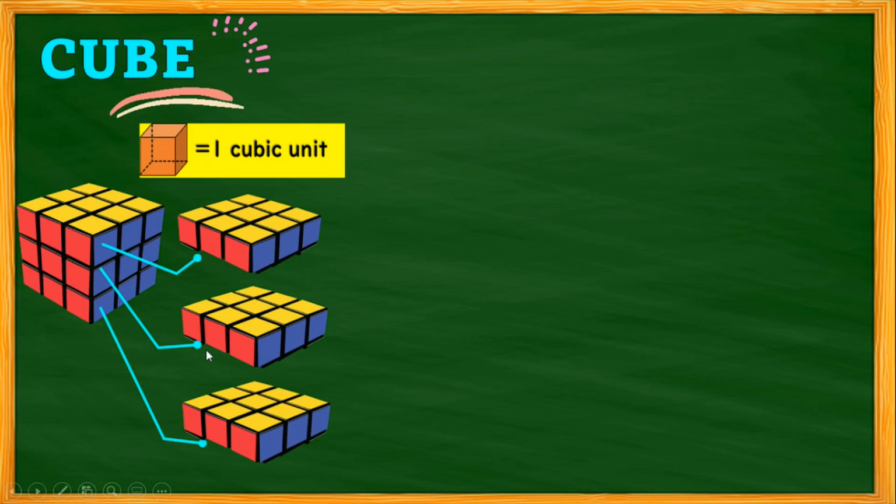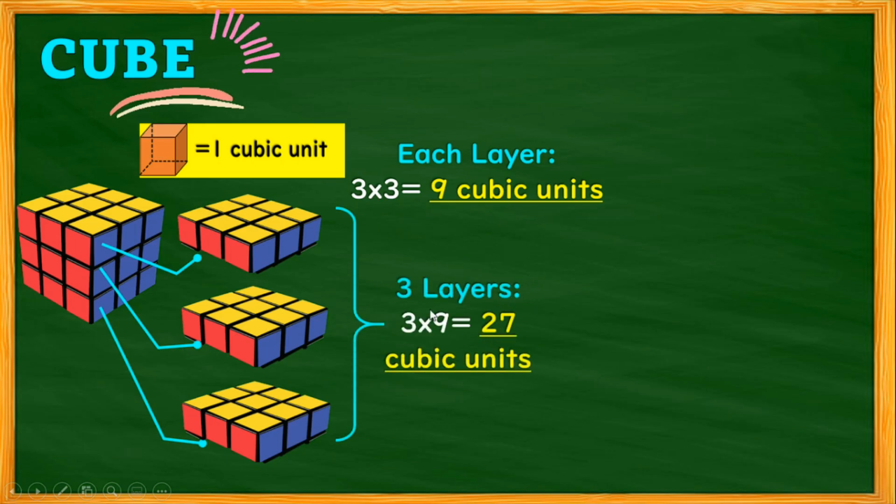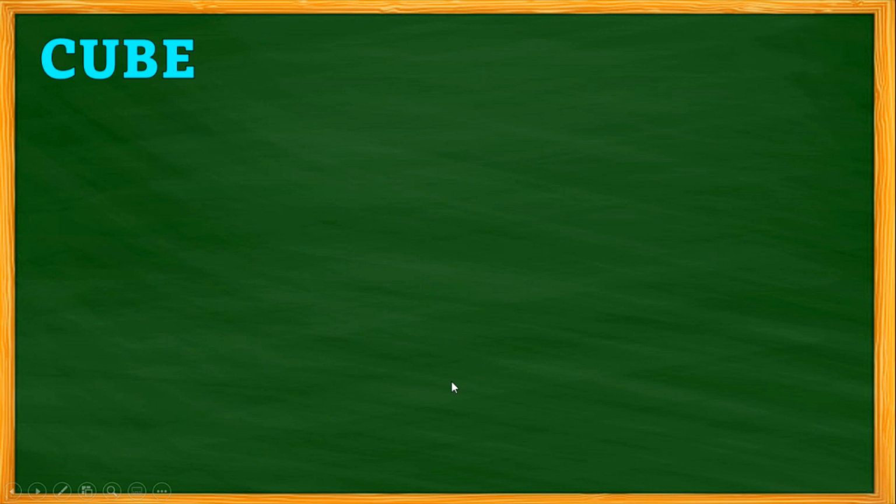So, the first layer represents 1, 2, 3, 4, 5, 6, 7, 8, 9 cubic units. The second layer is 9 cubic units. The third layer is also 9 cubic units. All in all, we have 27 cubic units. So, each layer is 3 multiplied by 3, which is equivalent to 9 units. Then, all in all, 3 layers of 9, 3 multiplied by 9, the answer is 27 units. So, that would be the concept of the volume.